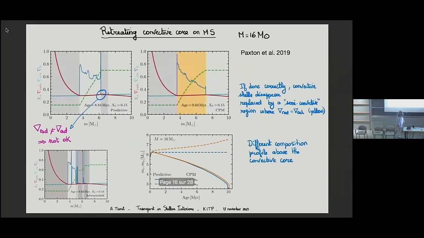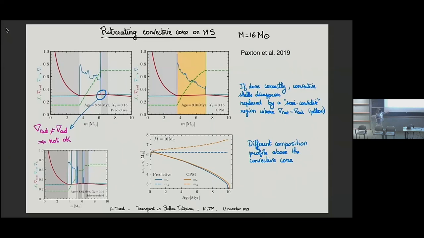What about the retreating core in the main sequence? People have always been very happy with what happens there. This is predictive. This is an example where I've used Schwarzschild instead of Ledoux, so always the same profiles, temperature gradients, composition. This is what we have if we do the find-the-zero thing. It actually puts the convective boundary of the core at the right place. No problem there.